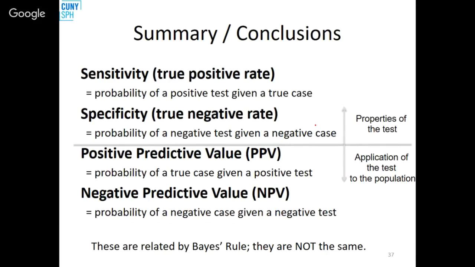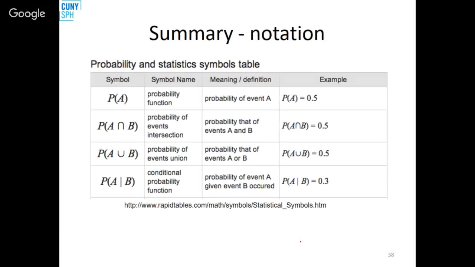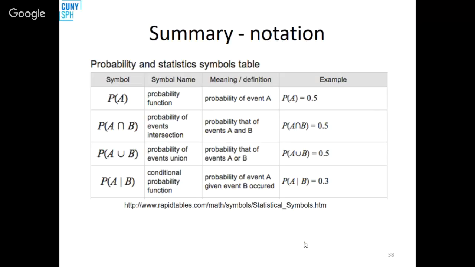The sensitivity and the specificity are intrinsic properties of the test, and PPV and NPV are the performance of the test when applied to a population with a given prevalence of the thing being tested for. And those are related by Bayes' rule. You'll get practice. You should be able to go back and forth to calculate any of these from the others. They're not the same thing, but they're related by Bayes' rule. A little wrap up of the notation, and that's all I have for lecture.